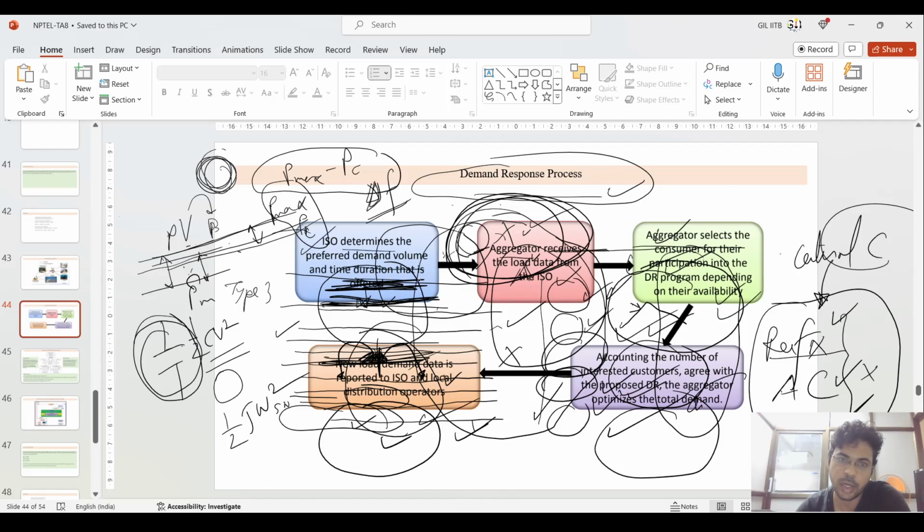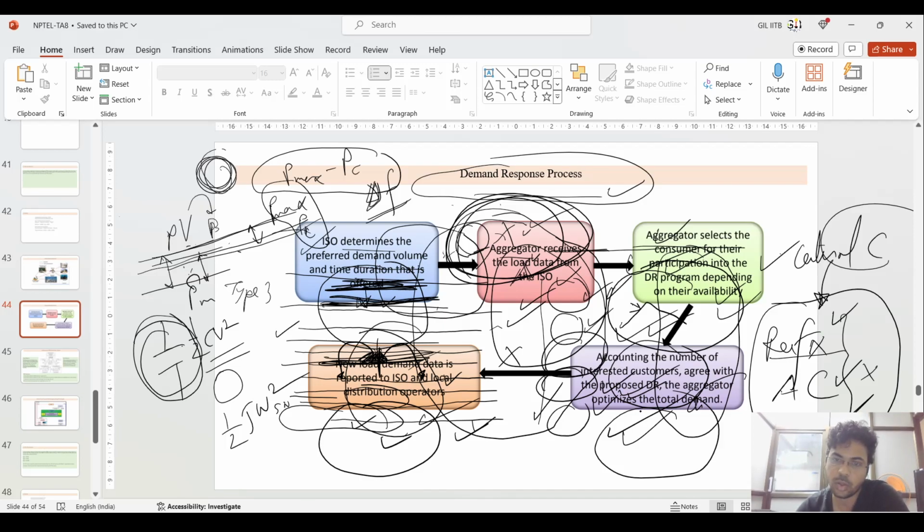Okay, that procedure is such that the ISO determines the preferred demand volume and the time duration that is offered. Then the aggregator receives the load data from the ISO. Then the aggregator selects the consumers for their participation in the demand response program depending upon their ability.